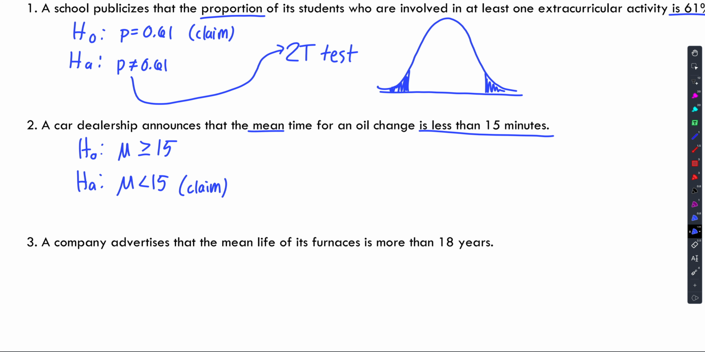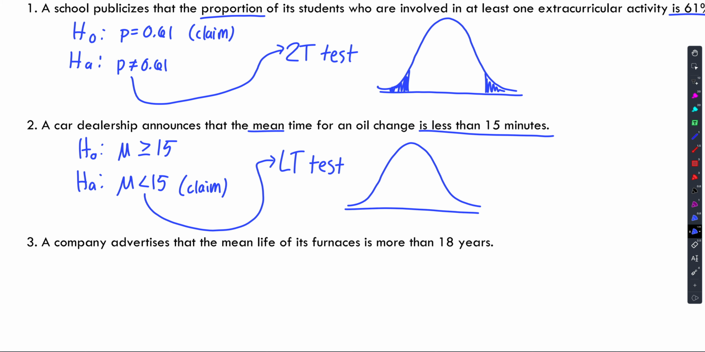Do I have a left-tailed, a right-tailed, or a two-tailed test here? Left-tailed, and that came from the less than symbol in my HA. Always look at your HA to find what type of test it is. So there's your sketch.